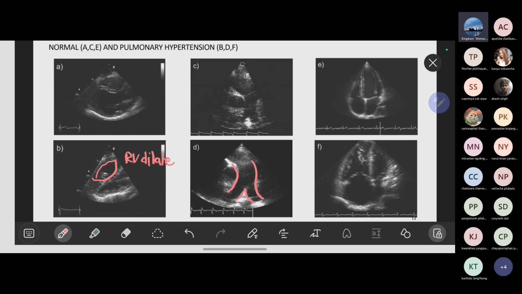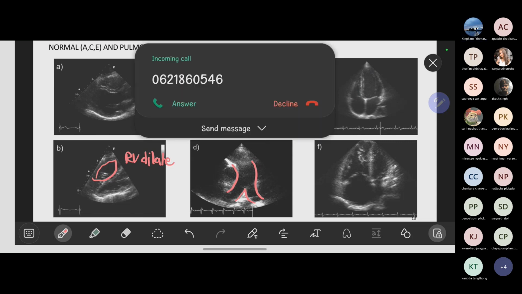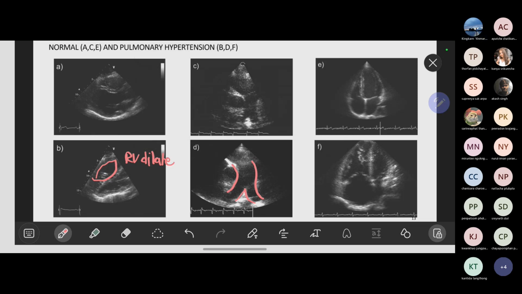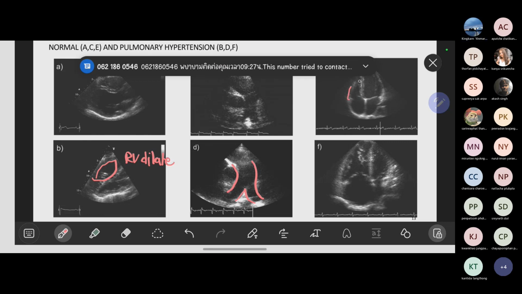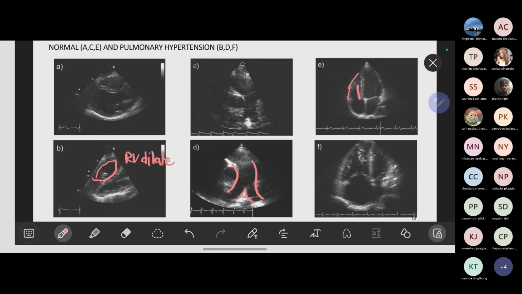E is the normal apical four chamber view. Do you remember the RV is less than 2/3 of the LV? This is the normal case. And F is the apical four chamber view in pulmonary hypertension, showing RV dilatation and RA enlargement.